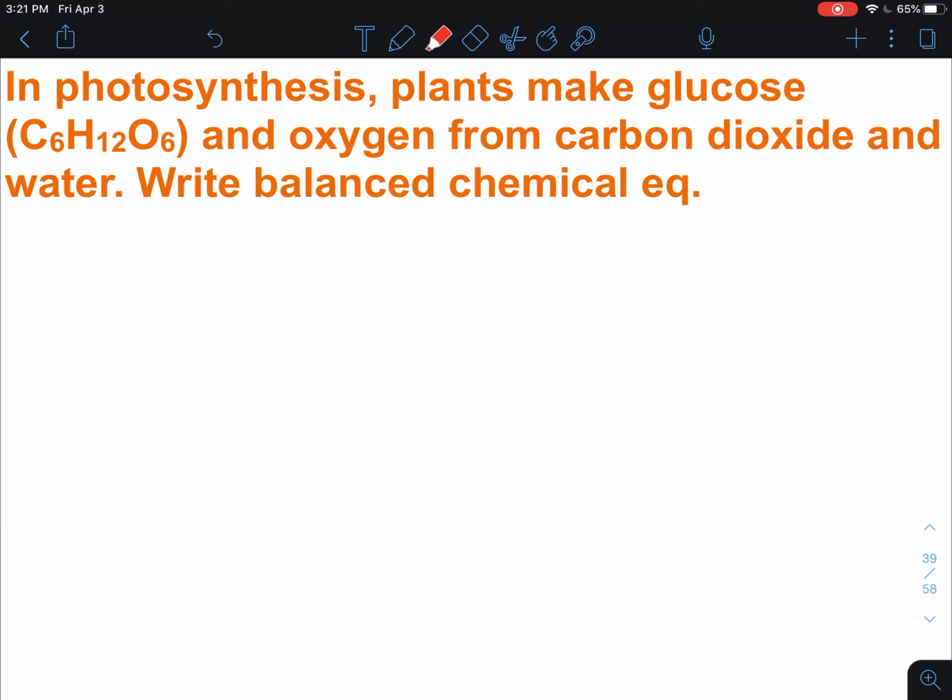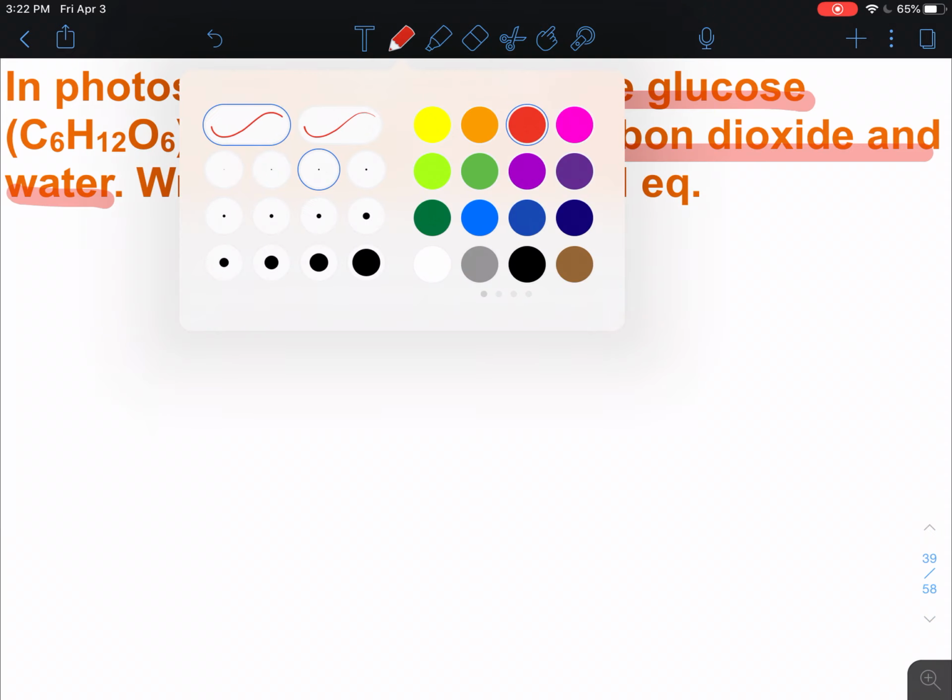All right, so the first thing you're going to have to do is understand which ones are the products and which ones are the reactants. If plants make glucose and oxygen, those are going to be the products. From carbon dioxide and water, those are clearly the reactants. So I'm just going to do this in red.